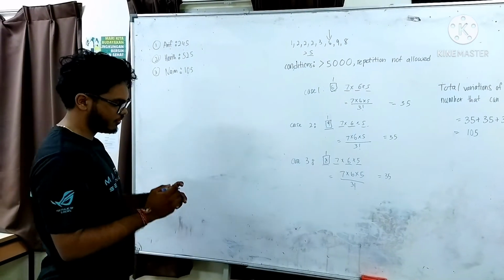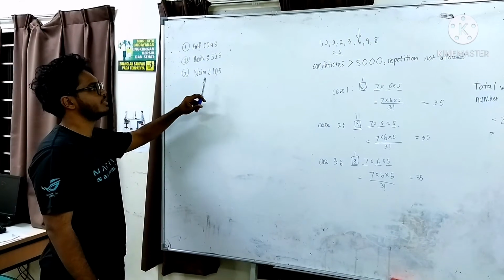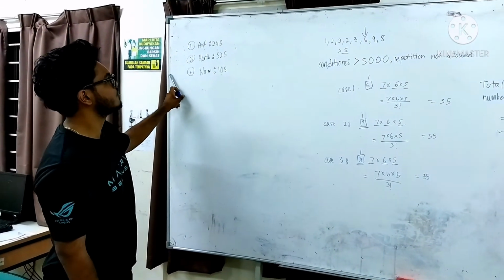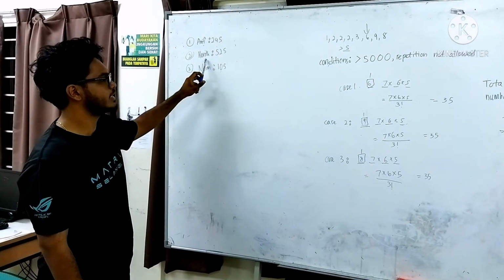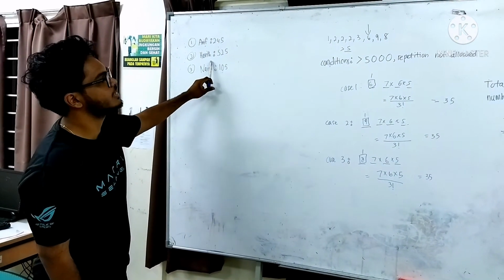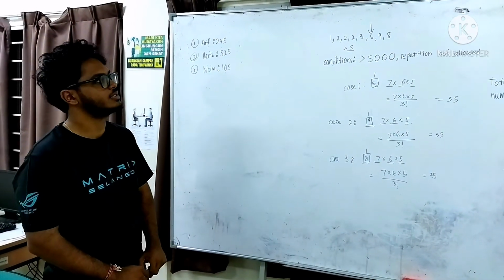Since the number of variation that Arif can obtain is 245, Harith is 525 and Naeem is 105, therefore we can come to a conclusion that Harith will be the winner if he managed to figure out all the 525 number of variation that can be obtained, given that the condition is it is bigger than 5,000 and repetition is not allowed.